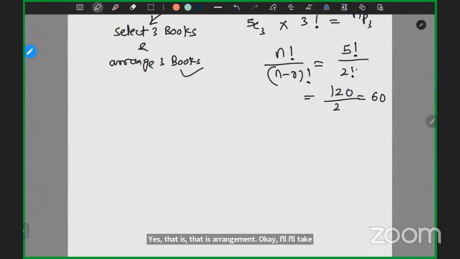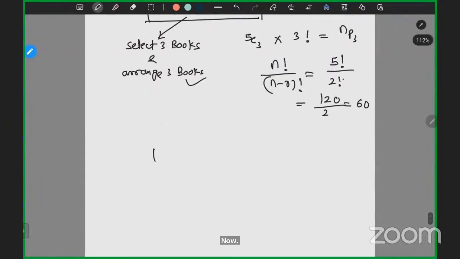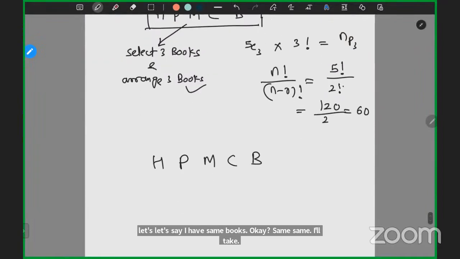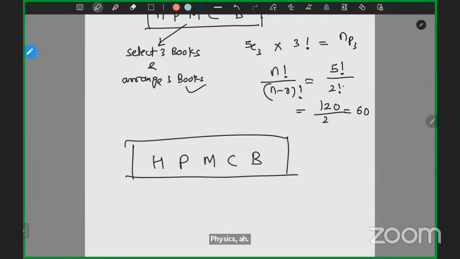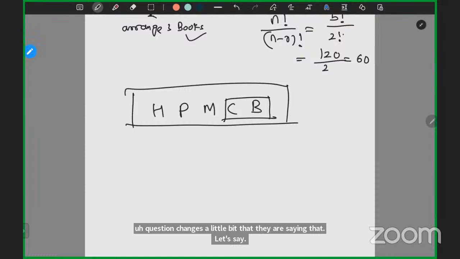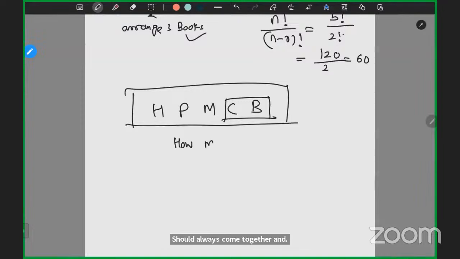Let's say I have the same books: physics, maths, chemistry, and biology. Now the question changes a little bit: they are saying that the chemistry and biology books should always come together. And how many ways can we arrange them? Just arrange. We are not choosing anything.